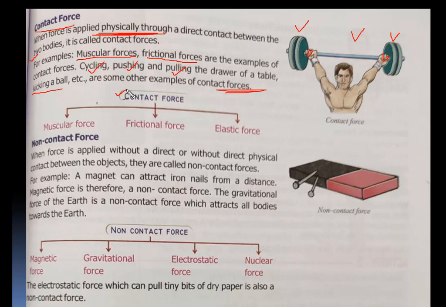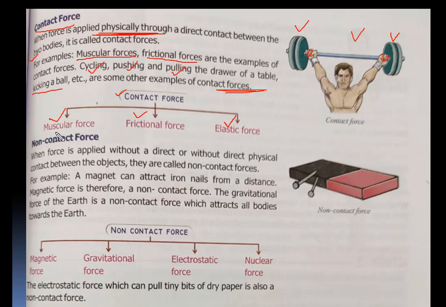Contact force can be divided into three types. First one is muscular force. Second one is frictional force. Third one is elastic force. For now, just remember the names. Contact force means if the force is applied by the physical contact of the body, then it is known as contact force. There are three types of contact force: muscular force, frictional force, and elastic force.